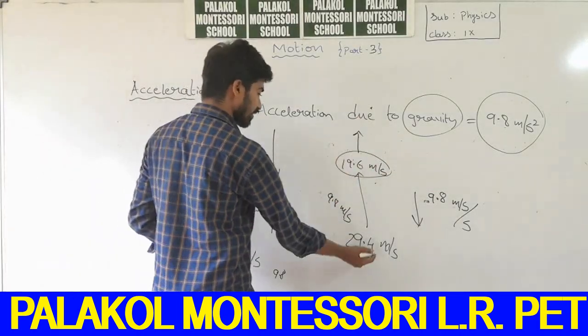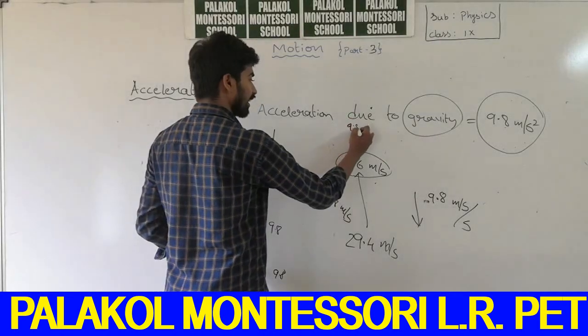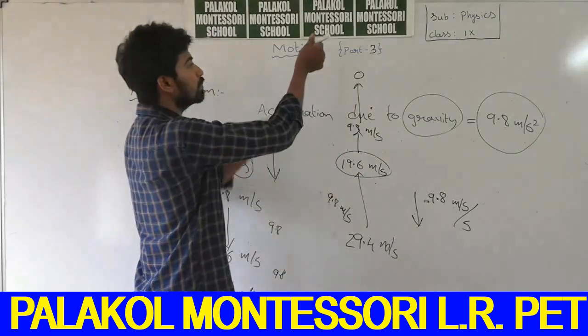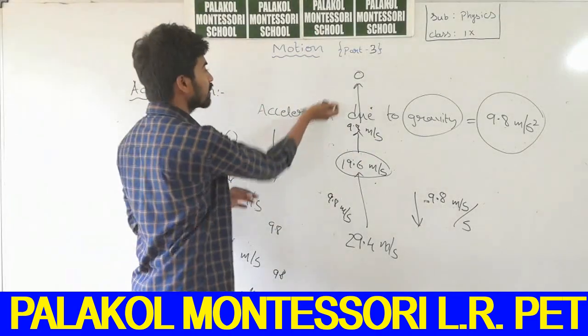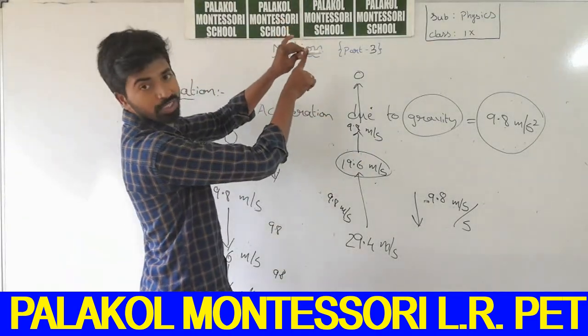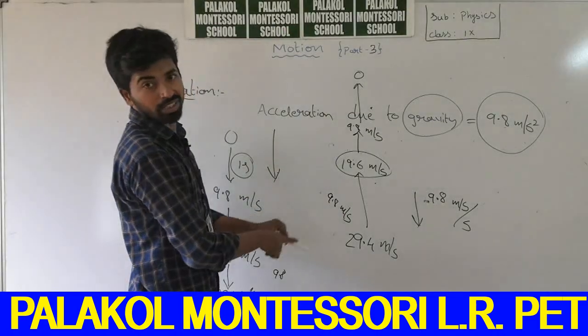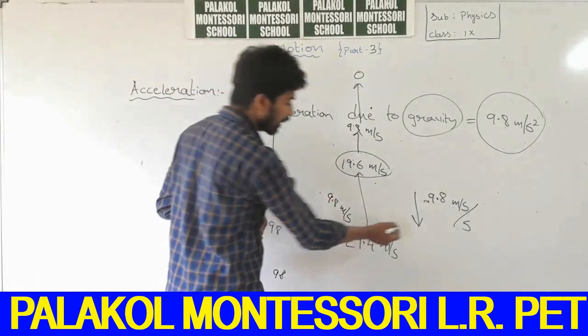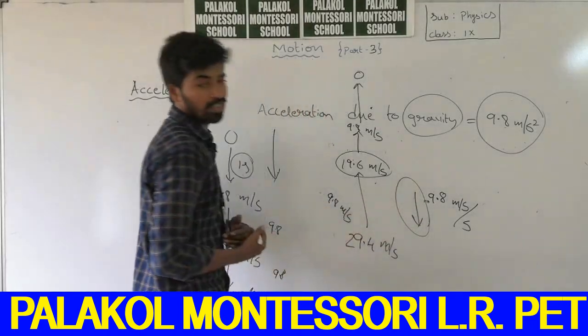After 2 seconds the speed becomes 9.8 meters per second. After 3 seconds the speed becomes 0. So if I throw an object like this, at the highest position the object's velocity is 0 and again it returns back to the ground. The speed is decreasing because of the opposite direction of acceleration.